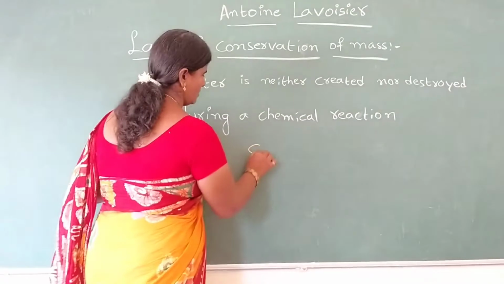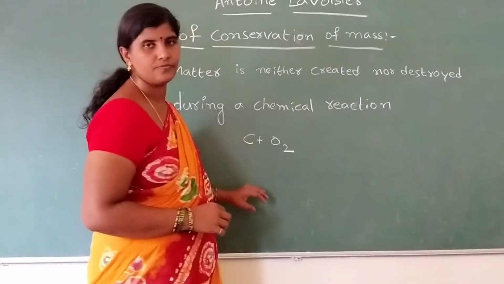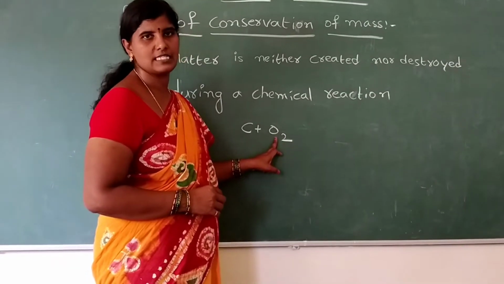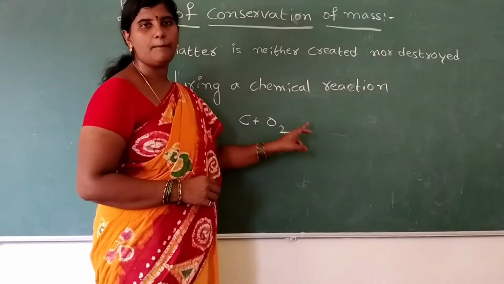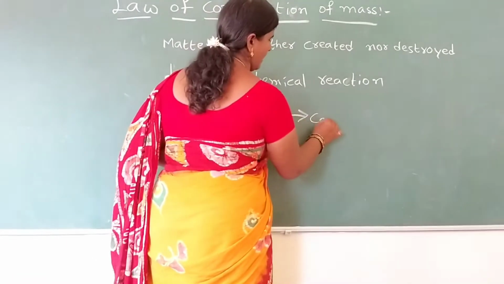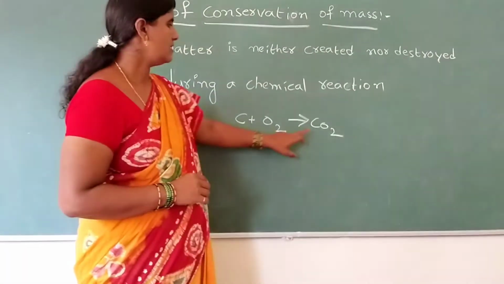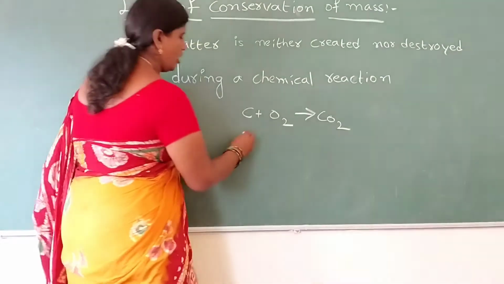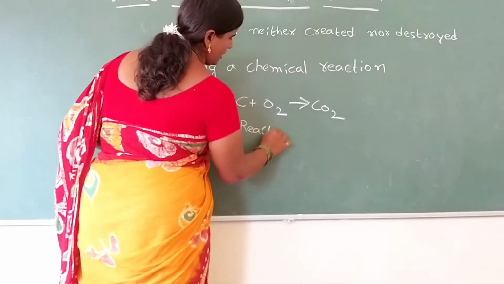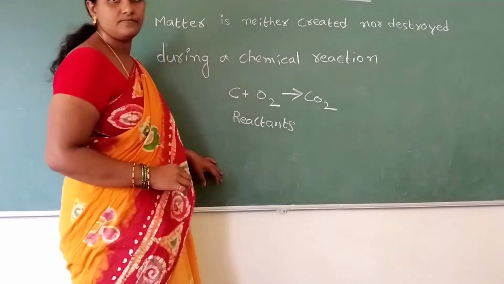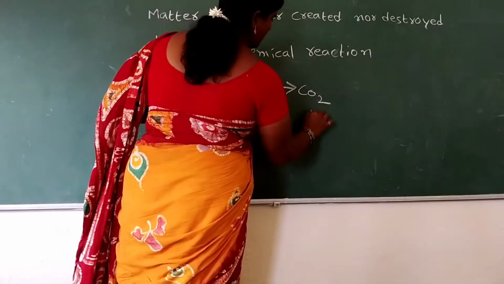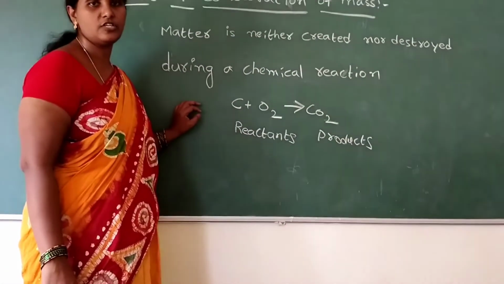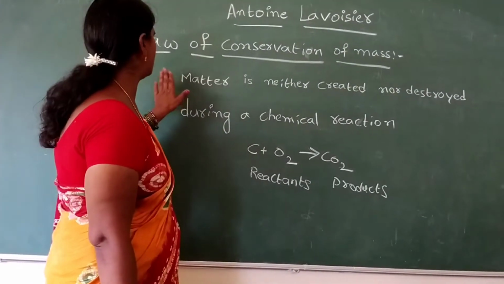Example: C plus O2. What is meant by C? Carbon. What is meant by O? Oxygen. Carbon and oxygen combine to form carbon dioxide. CO2 is called carbon dioxide. C plus O2 is called the reactant. What do we call it? Reactant. And CO2 is called the product. What do we call it? Product. Understand, students?